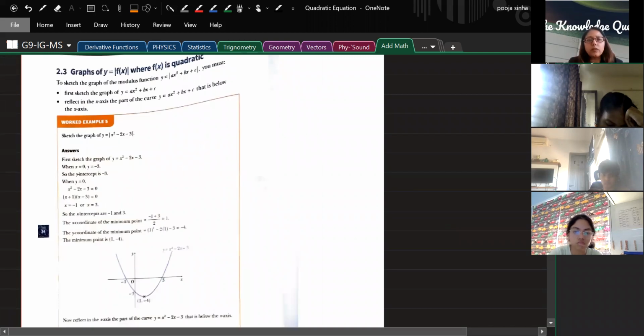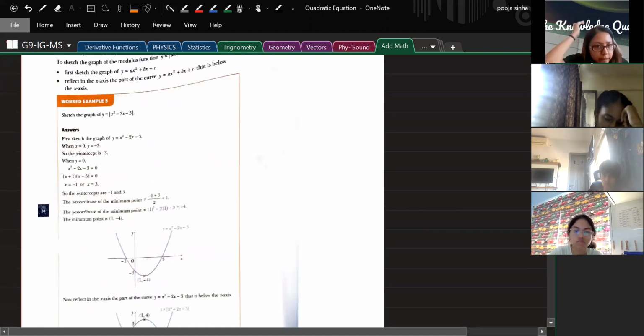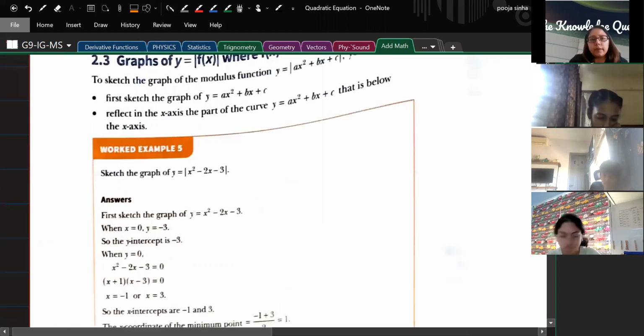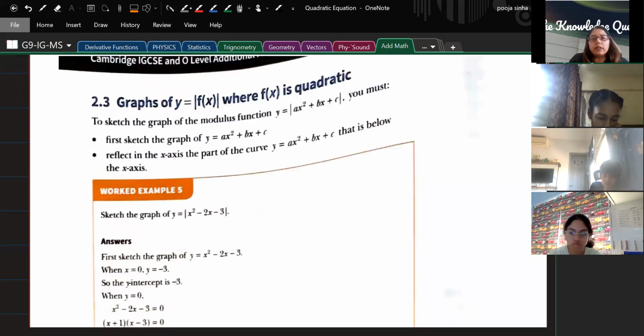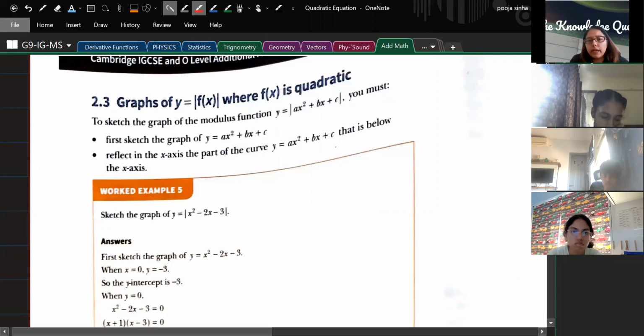Now next is sketching of the graphs. To sketch this graph, y is equal to x squared minus 2x minus 3, same thing, but there is a modulus written ahead. A modulus sign has been added to it. Right, Shamik? Yeah, I know how to do this.